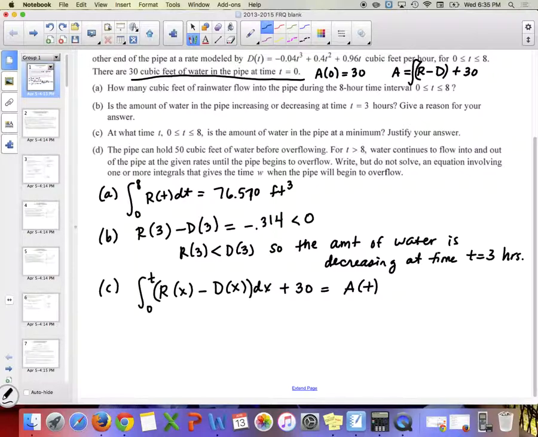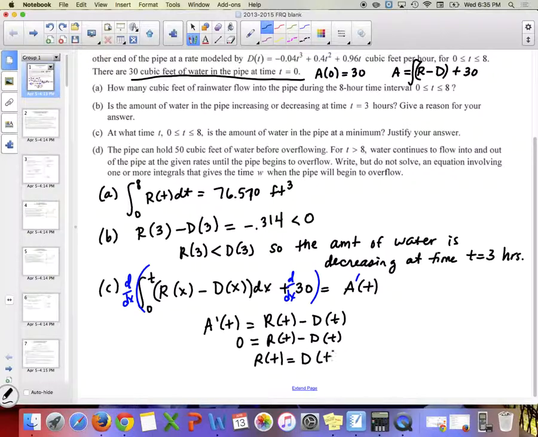Okay, so when I find this, I'm going to find my A prime of t, which is going to be the derivative of all of this. So if I have the derivative of an integral and then the derivative of a number, I end up getting r of t minus d of t. So I want to find when that's equal to 0. In other words, where is r of t equal to d of t?